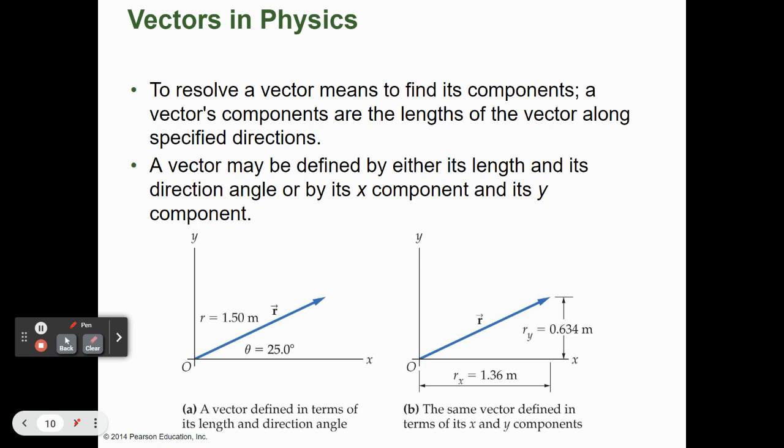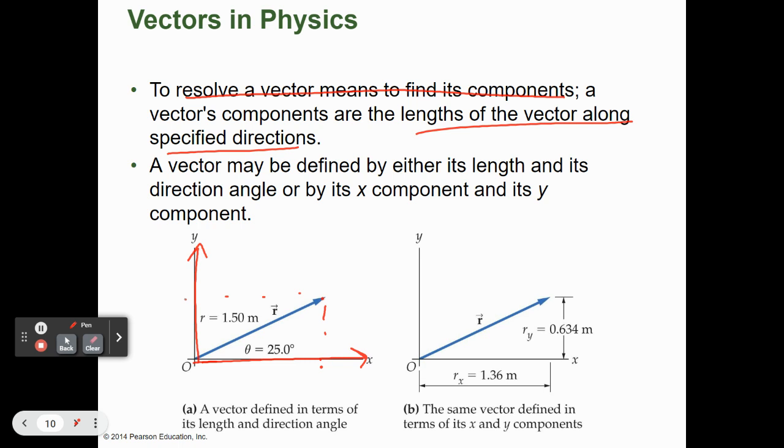And so that gets us into what we call its components. We resolve it into its components or its parts. Okay. And those are always specified along very specific directions. So it's always going to be on the X and Y axis. So we'll take our vector and we'll split it up into the X axis and the Y axis. Okay, and that's how we resolve it.